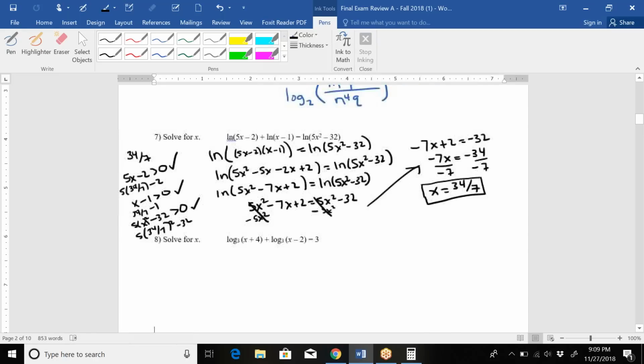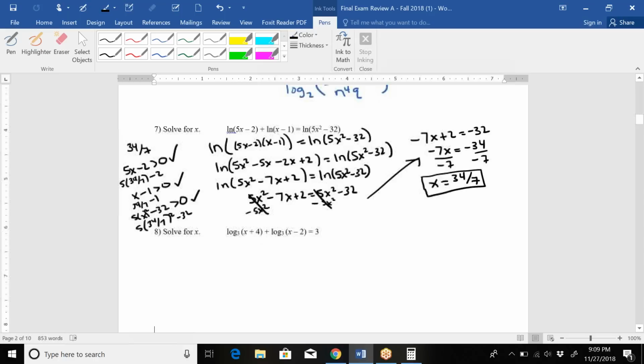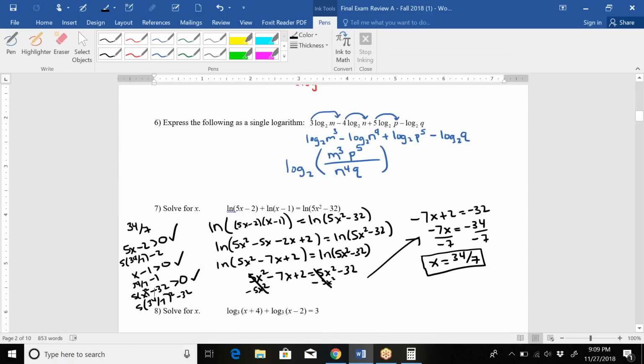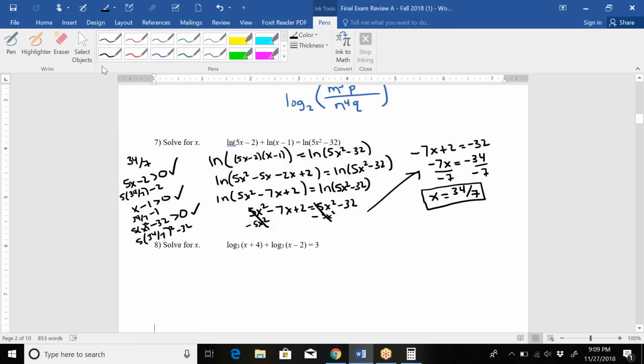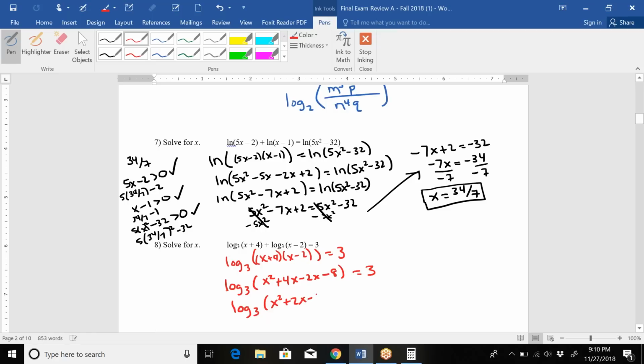Okay, for number 8, we're also solving a logarithm. We need to combine the two logs that are on the left side. They are again separated by a plus, which means if we're going to combine them, we'll be multiplying their insides. So this is log base 3 of (x plus 4) times (x minus 2) equals 3. So that's log base 3 of x squared plus 4x minus 2x, I did those kind of in backwards order, and then minus 8 equals 3. Log base 3 of x squared plus 2x minus 8 equals 3.